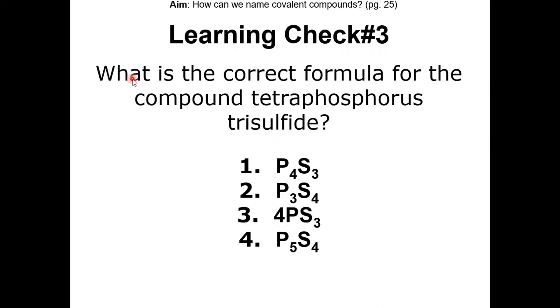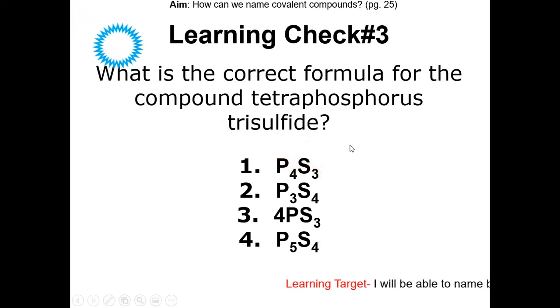Learning check number 3. What is the correct formula for the compound tetraphosphorus trisulfide? Pause the video and resume once you complete it. So tetra means 4 and tri means 3. So tetraphosphorus trisulfide means P4S3. So choice 1.